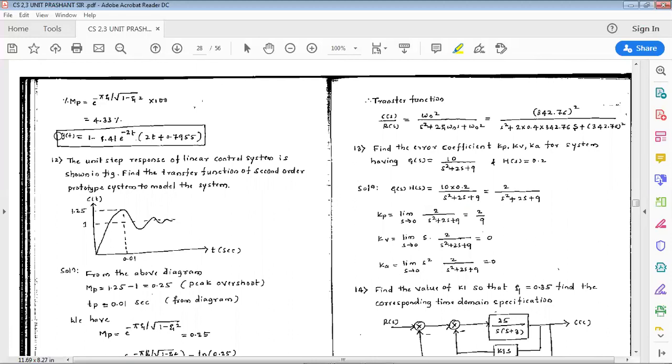So if you want to write the system response equation, you can write y of t equal to 1 minus 1.41 e raised to minus 2t, bracket 2t plus 0.7955. So by referring to the standard second order response equation, we can write this one, right? So we'll stop it here. In the next class, we'll continue with the next numericals.